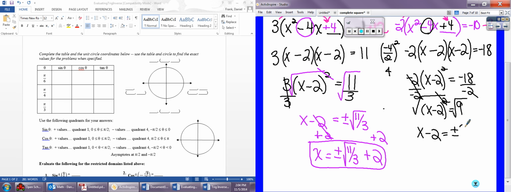Then last step, add 2 to both sides. So my two answers, positive 3 plus 2, which is 5, and -3 plus 2, which is, what is it? -1. So those are my two possible solutions to the quadratic equation. We did that by completing the square.